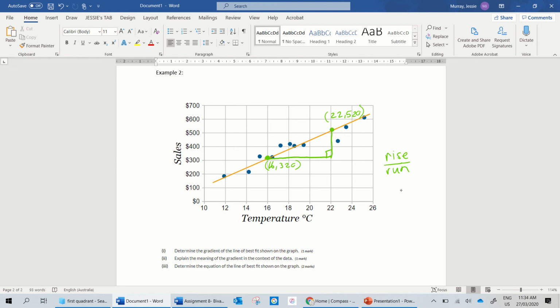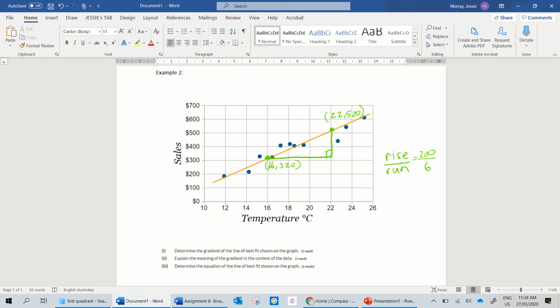I've gone up 320 to get to this point, and then it goes up to 520, which means it has a height of 200 on that triangle. Now the run has gone from 16 across to 22. So then I have a run of 6. So now that's my gradient.